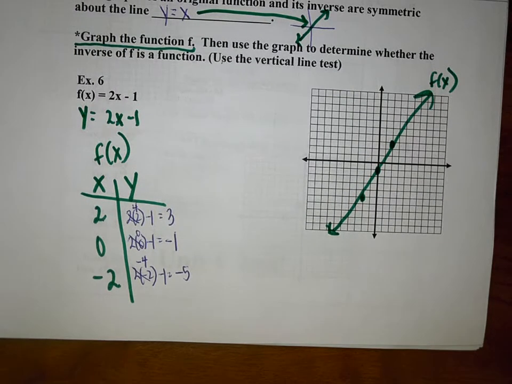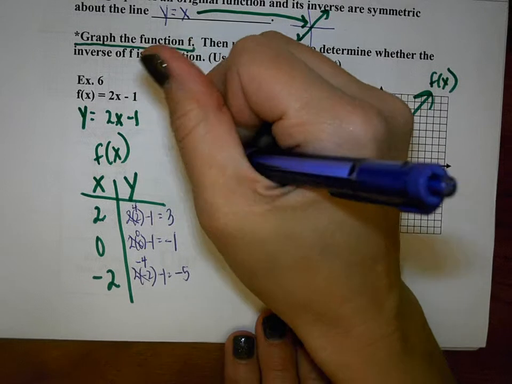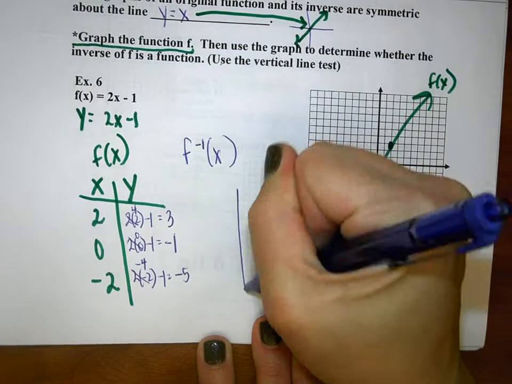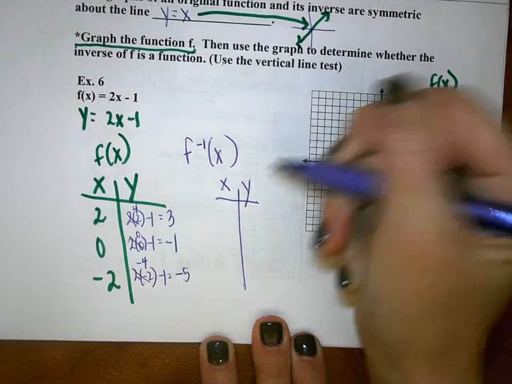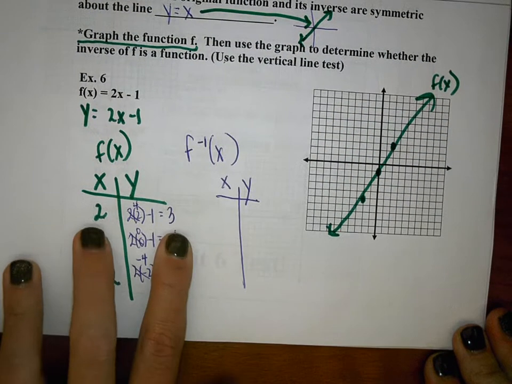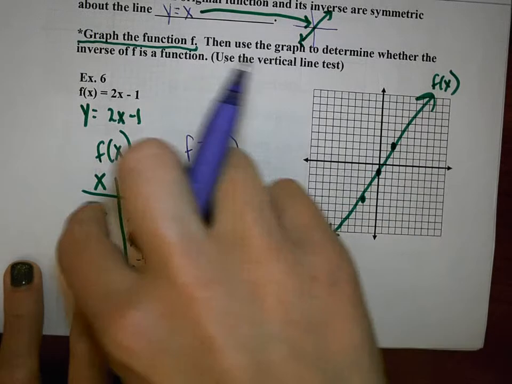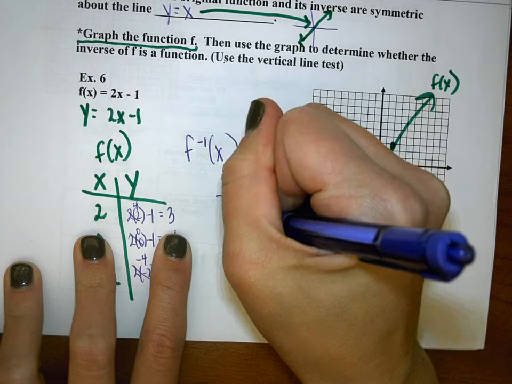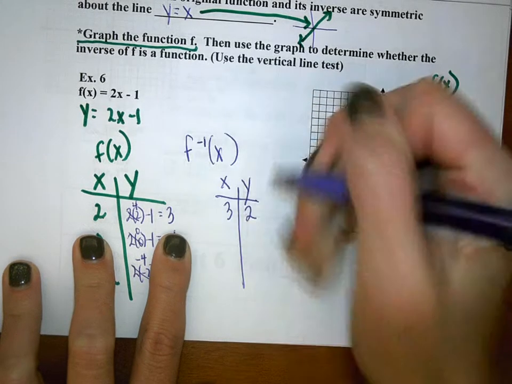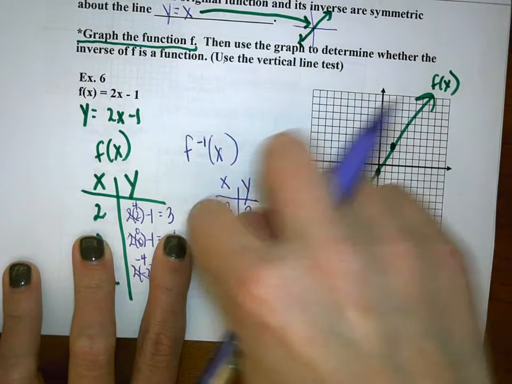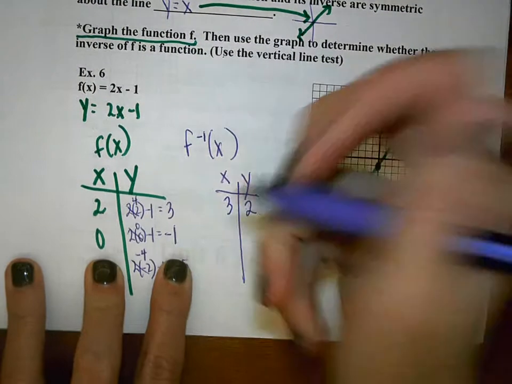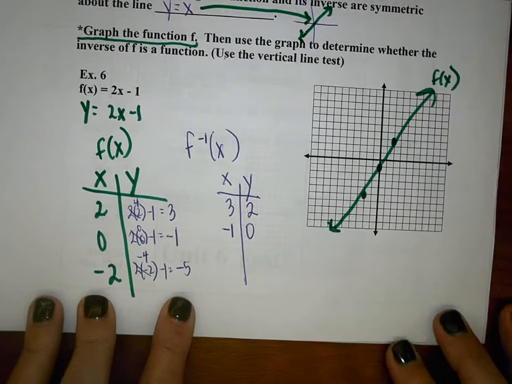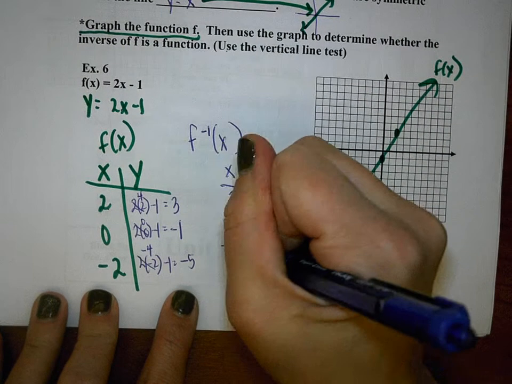Okay, and now I'm going to do my inverse function. So my inverse function is f to the negative 1 of x. And I'm going to make my t-chart x and y. And I don't actually have to do any work for the inverse. All I'm doing is exchanging my x and y values. So instead of writing 2 for x, I'm writing 3. And then my y value is 2. So I'm just flip-flopping my x and y values. So same thing on this one. I'm going to have negative 1, 0. And then my next point is going to be negative 5, negative 2.